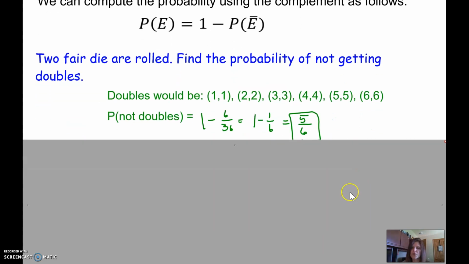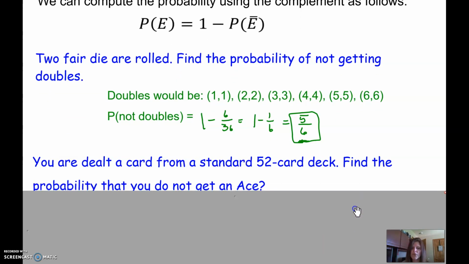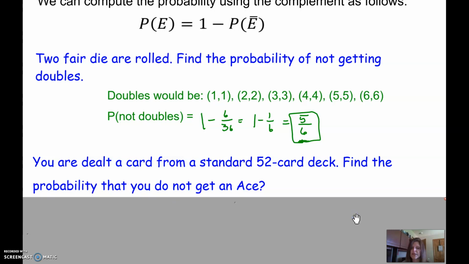Let's try one more to see if you've got this. This one says you are dealt a card from a standard 52 card deck. Find the probability that you do not get an ace. What's the probability that you do not get an ace?